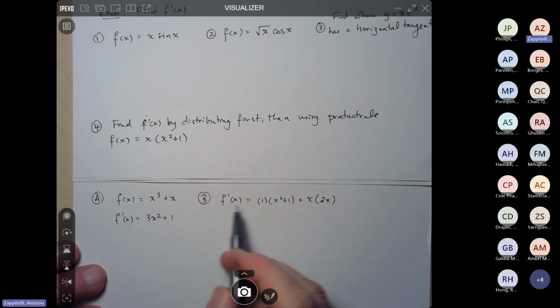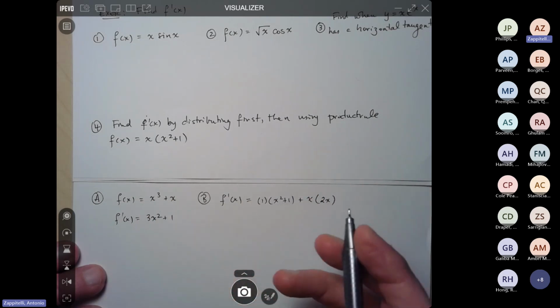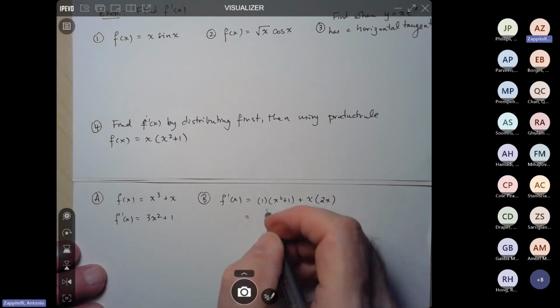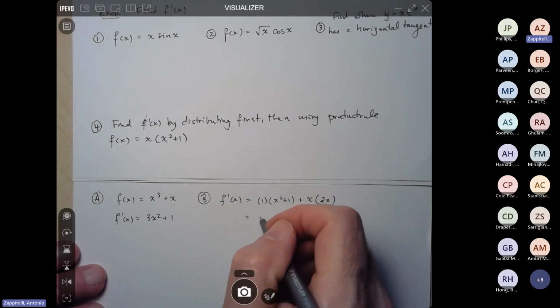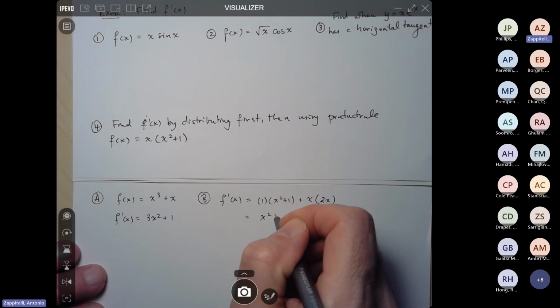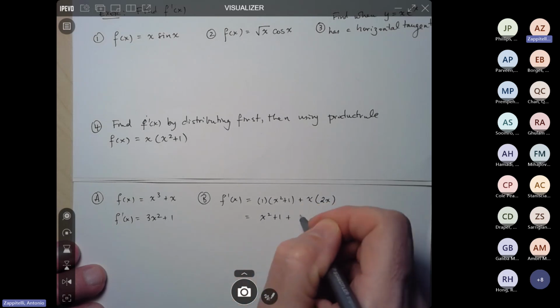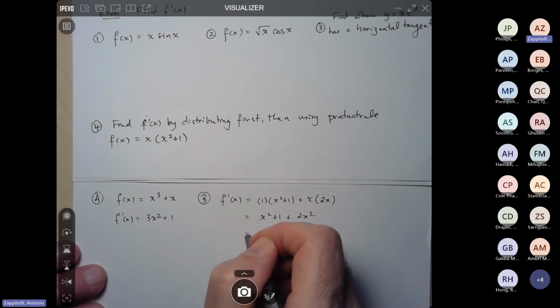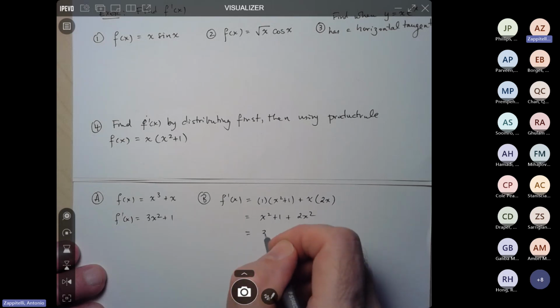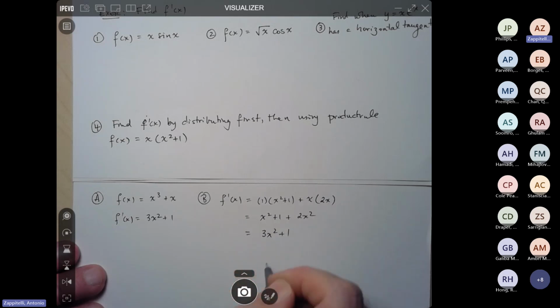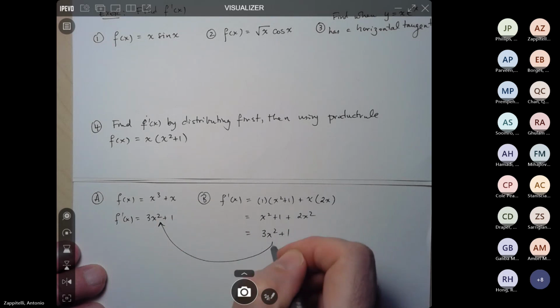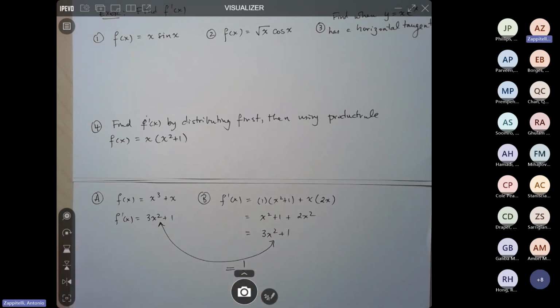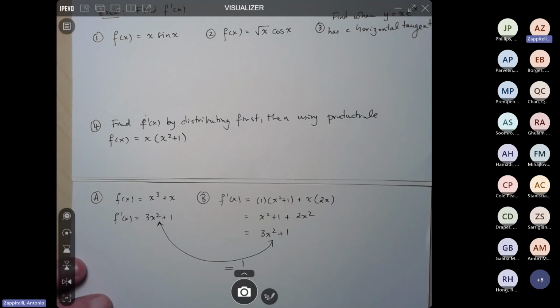You might look at this and say, these don't look the same. Remember, I said you might have to do a little bit of simplifying. So x squared plus 1 plus this is going to be 2x squared. And lo and behold, what do we get? 3x squared plus 1. The correct answer.